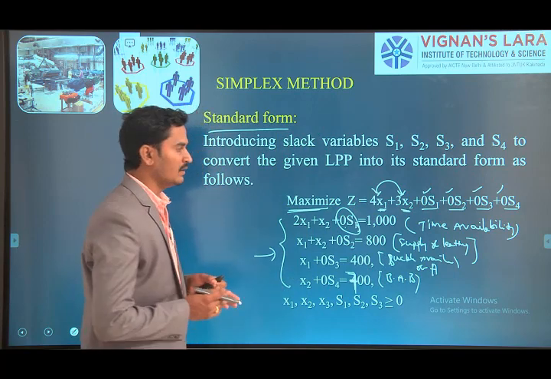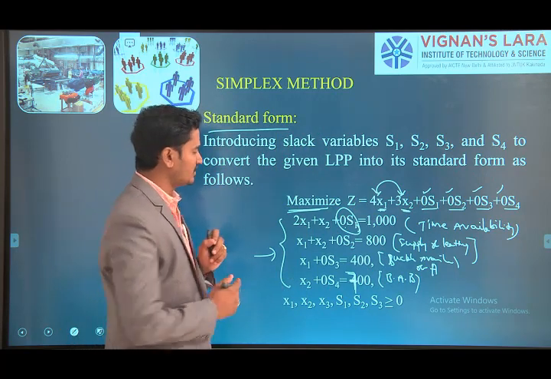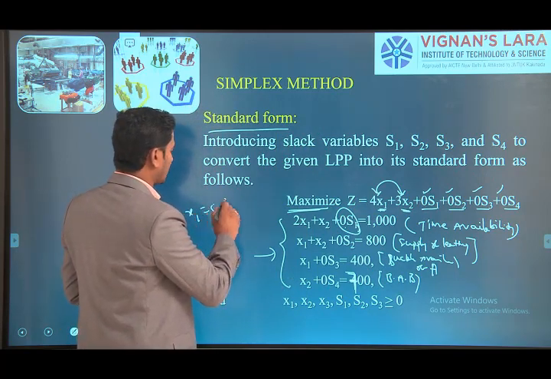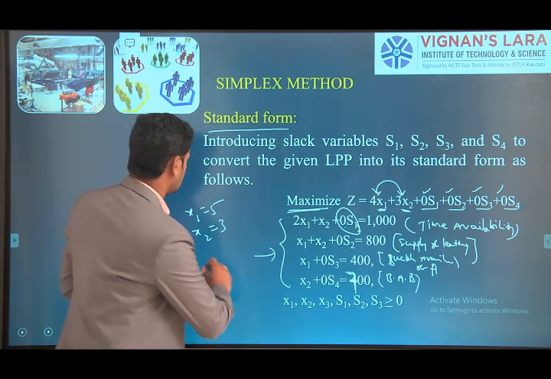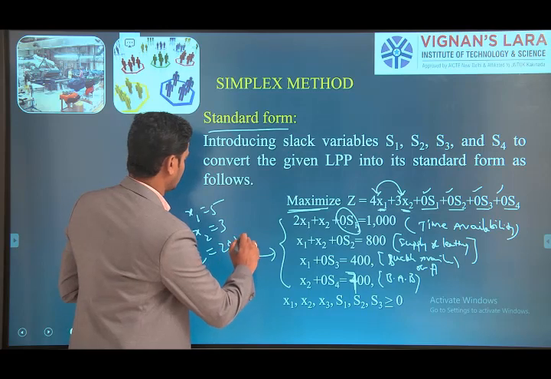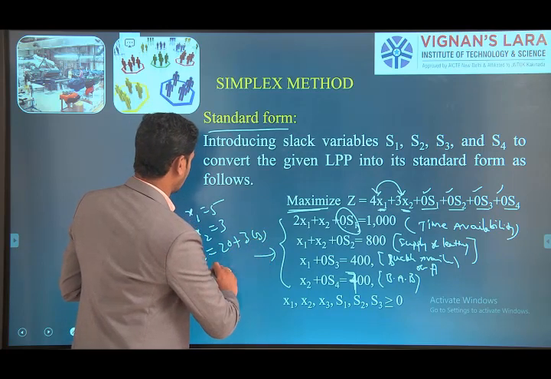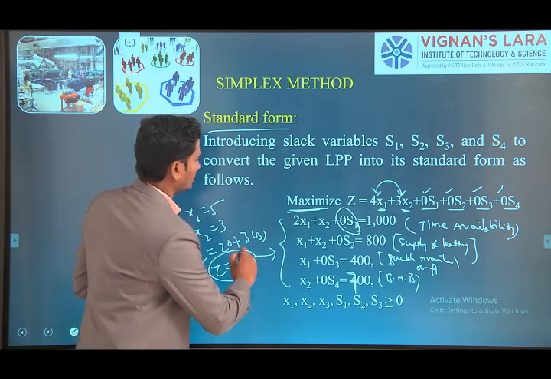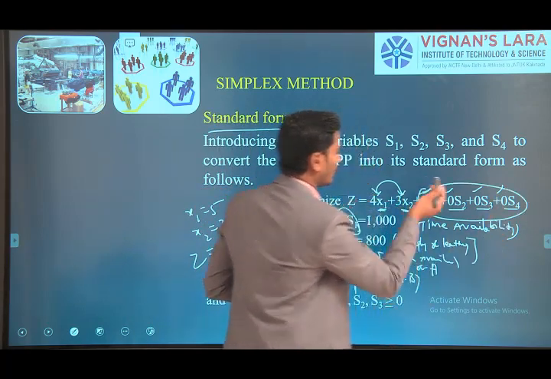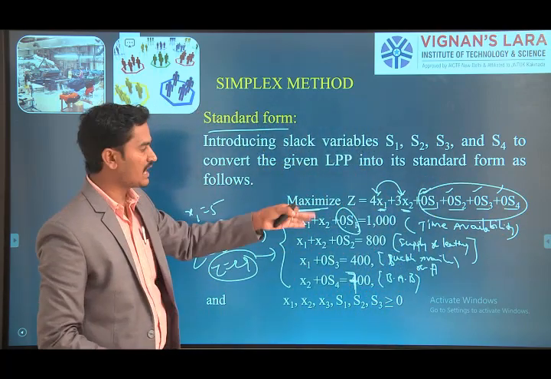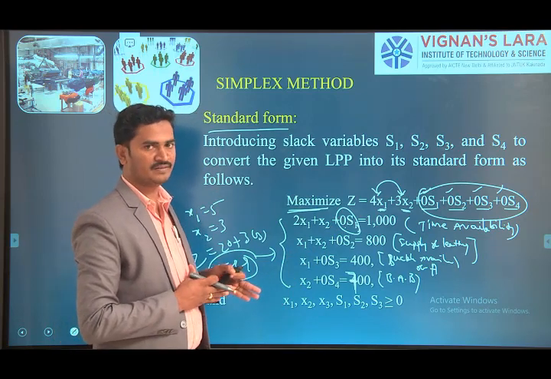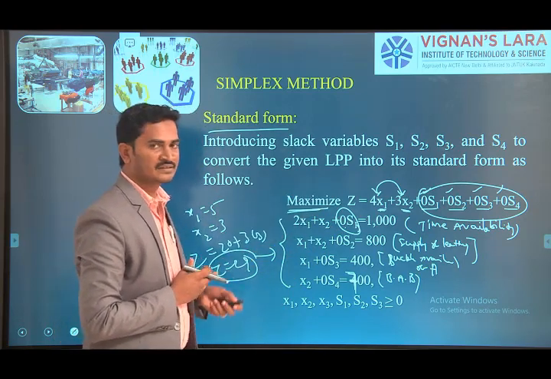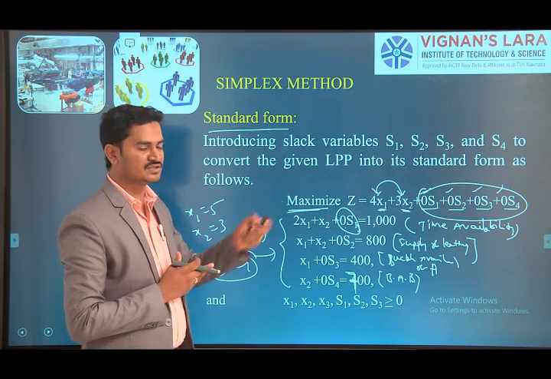Okay, for example, if we assume x1 is equal to 5 and x2 is equal to 3, what do we get? Z is equal to 20 plus 3 times 3, which is 9. It means Z is equal to 29. The remaining terms are already 0, so the slack variables don't affect the objective function anywhere. For the iteration purpose, we are taking these slack variables. For iterations, it is useful.